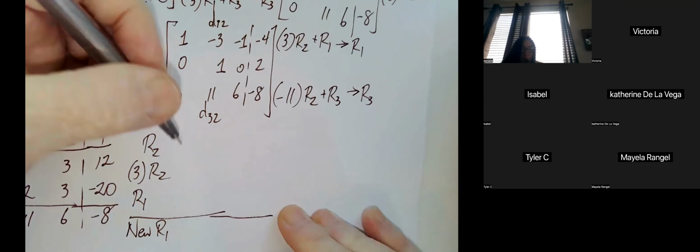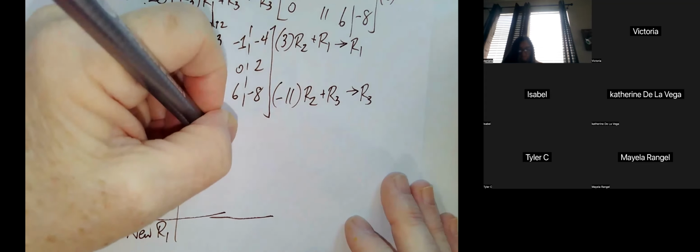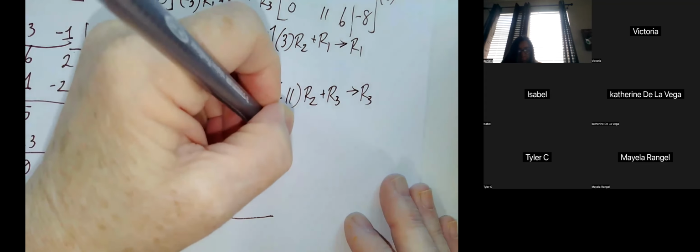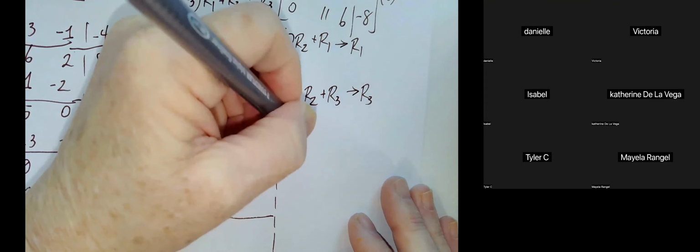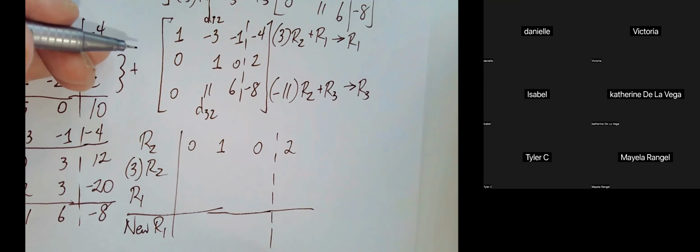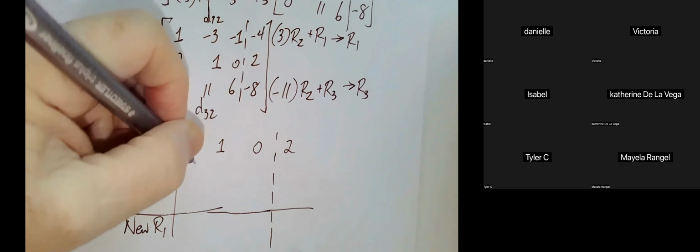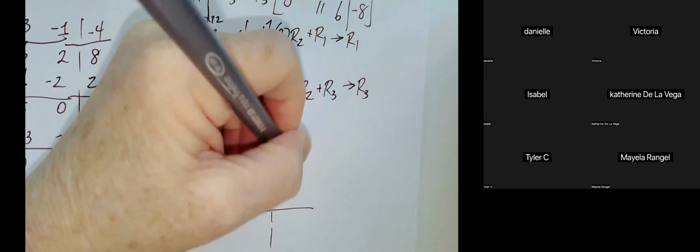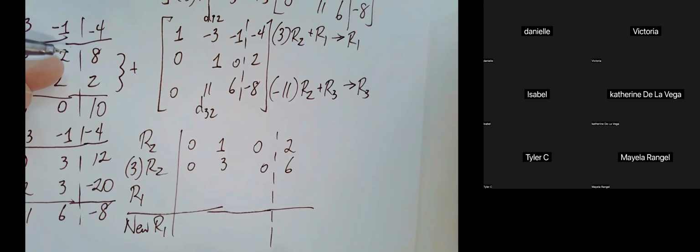Row 2 is 0, 1, 0, 2. What is 3 times row 2? 0, 3, 0, 6. Awesome. What is our current row 1? 1, -3, -1, -4.